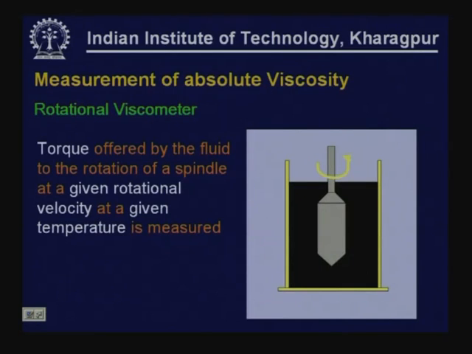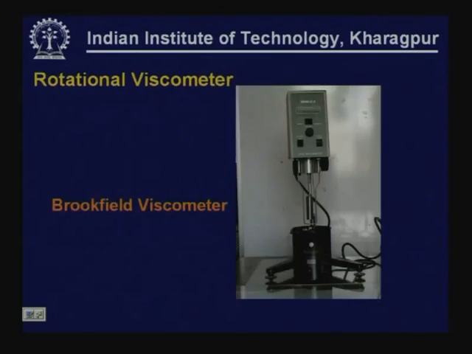But the more commonly used viscometer nowadays is a rotational viscometer. In this, the absolute viscosity is obtained by measuring the torque offered by the fluid to the rotation of a spindle at a given rotational velocity at a given temperature. Once we measure this torque, we can calculate the absolute viscosity of this bitumen. This is a photograph of a Brookfield viscometer, which is a rotational viscometer most commonly used nowadays for determining the absolute viscosity.